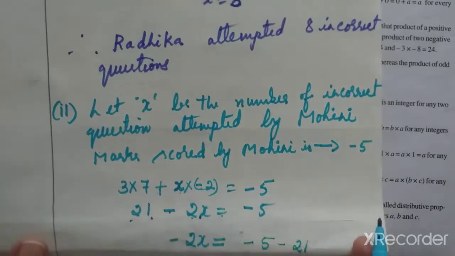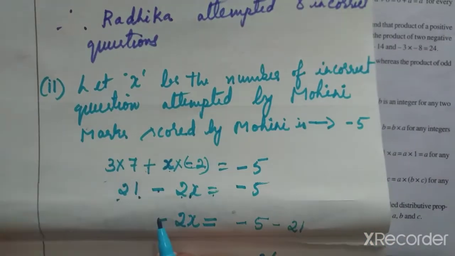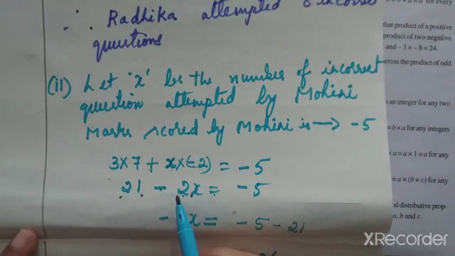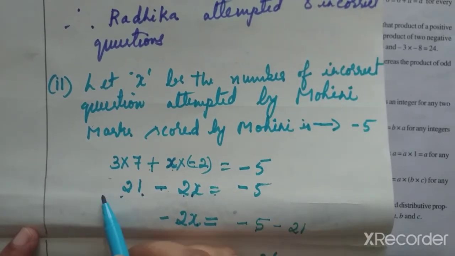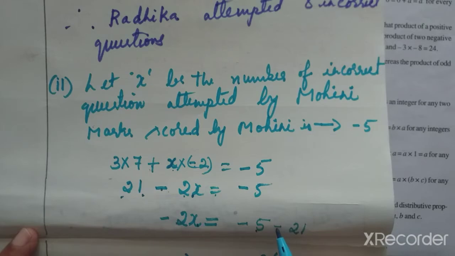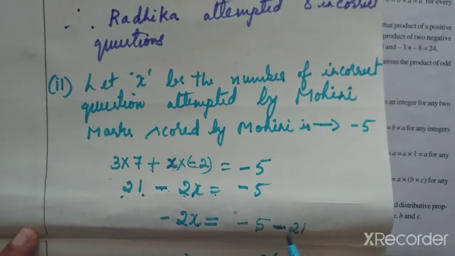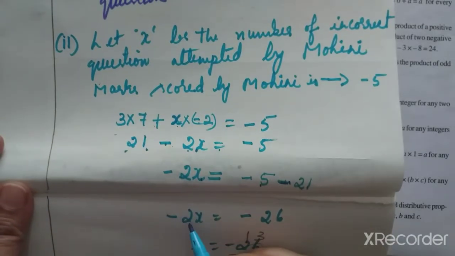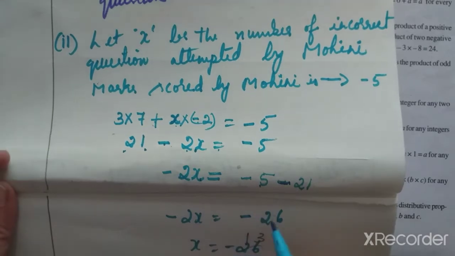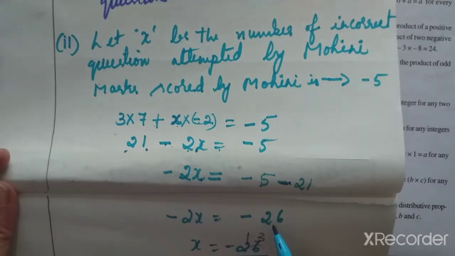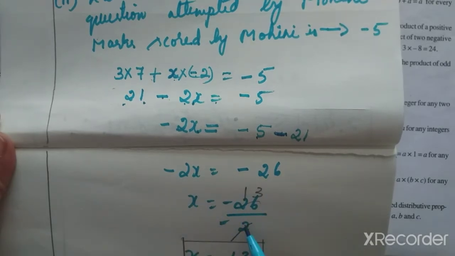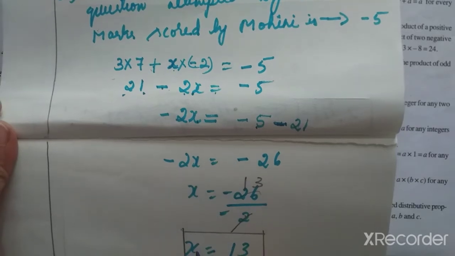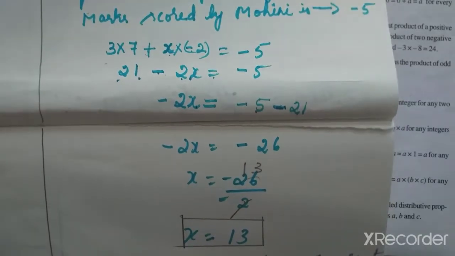Now we have to find the value of x. So minus 2x equals minus 5 as it is, and plus 21 will become minus 21. Therefore, minus 2x equals minus 5 minus 21, which is minus 26. X equals minus 26 divided by minus 2. 2 ones are 2, 2 threes are 6. X equals 13. Understood, children?